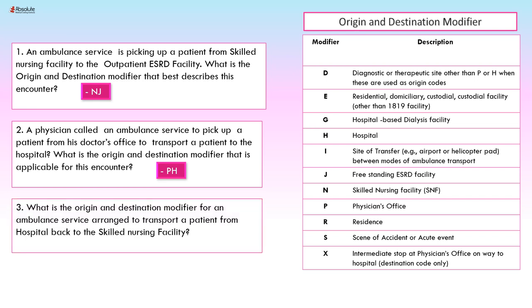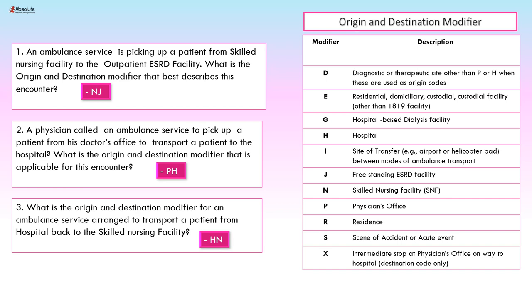What is the origin and destination modifier for an ambulance service arranged to transport a patient from hospital back to the skilled nursing facility? All right, coders, go right ahead. Tell me in the chat what you think. And if you said the modifier would be HN, then you would be correct. H from the hospital, destination is going to be skilled nursing facility, which would be character N. Well, you did an amazing job creating your origin and destination modifiers. How'd you feel? Okay, did you find it fun?